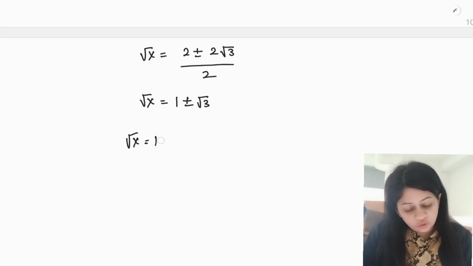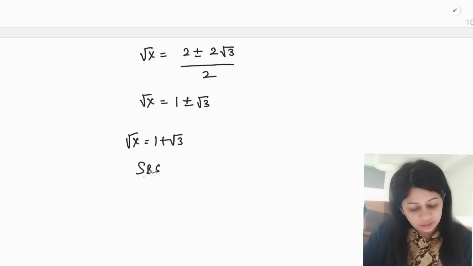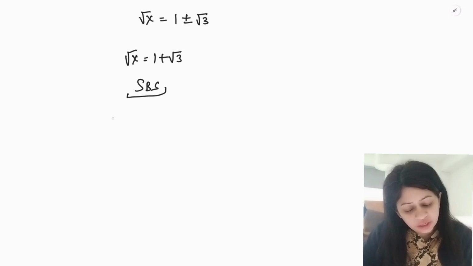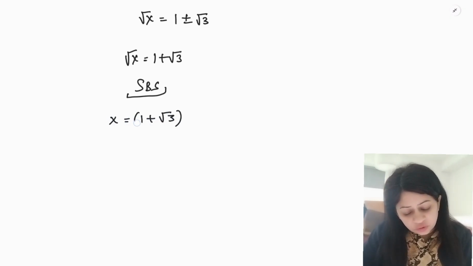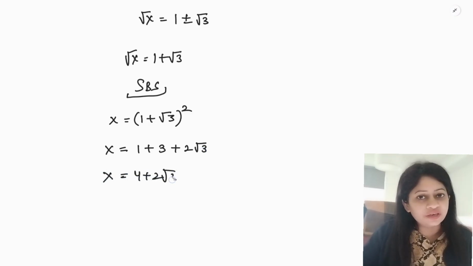Now squaring both sides. Why? Because we need to find the value of x. So x is equal to 1 plus under root 3 whole square, right? Which is 4 plus 2 under root 3, since 1 plus under root 3 whole square is 1 plus 3 plus 2 under root 3. So x is equal to 4 plus 2 under root 3, which is our required solution, right?